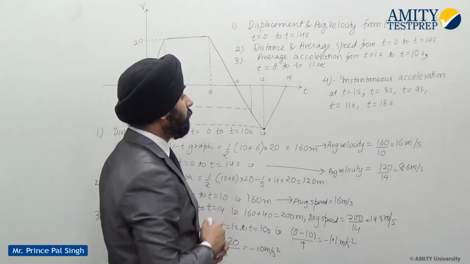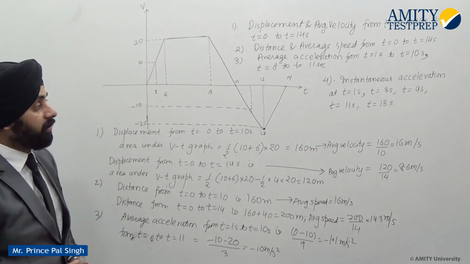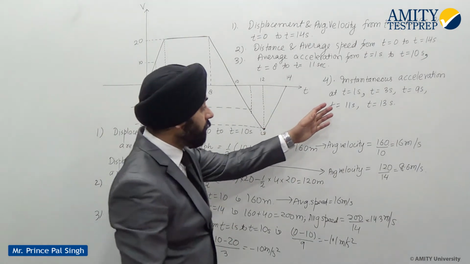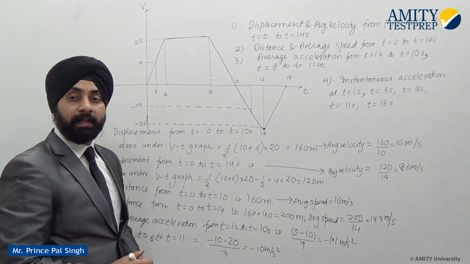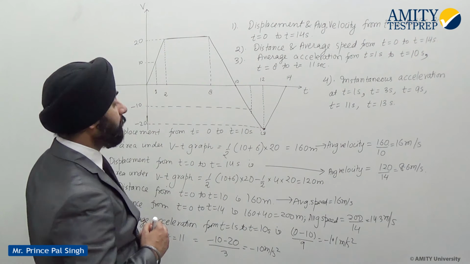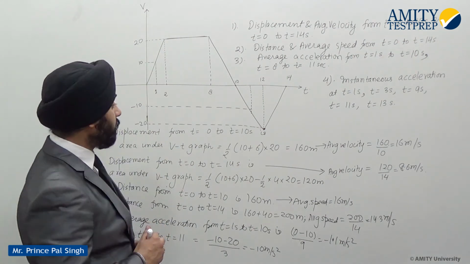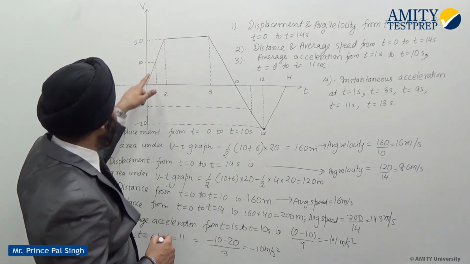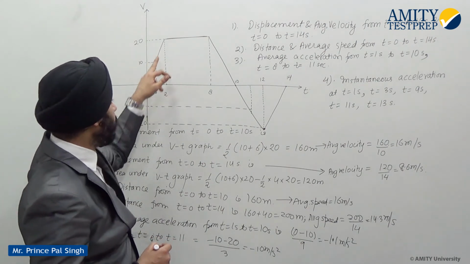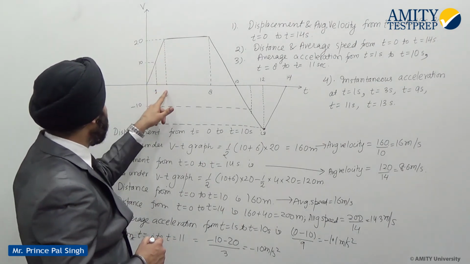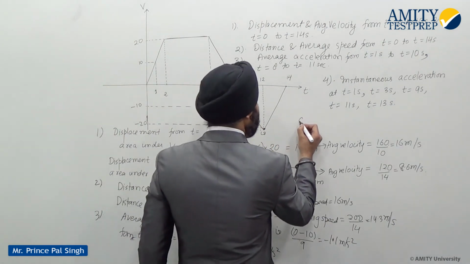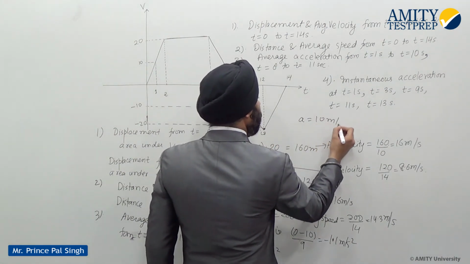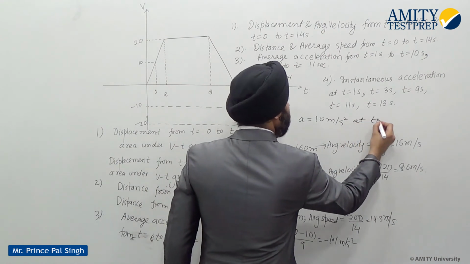Now we will find out the instantaneous acceleration of the particle at t equal to 1, t equal to 3 and these times. We know that the slope of the v-t graph gives us the acceleration. So the slope of this line at t equal to 1 lies over here. The slope of this line is 20 divided by 2, that is 10. So the acceleration is 10 meters per second square at t equal to 1 second.